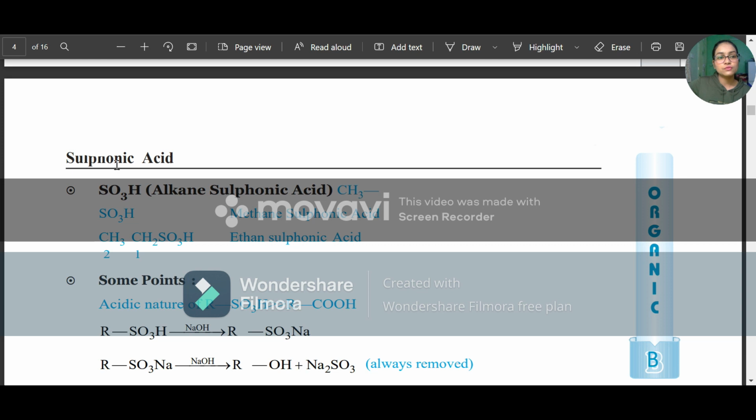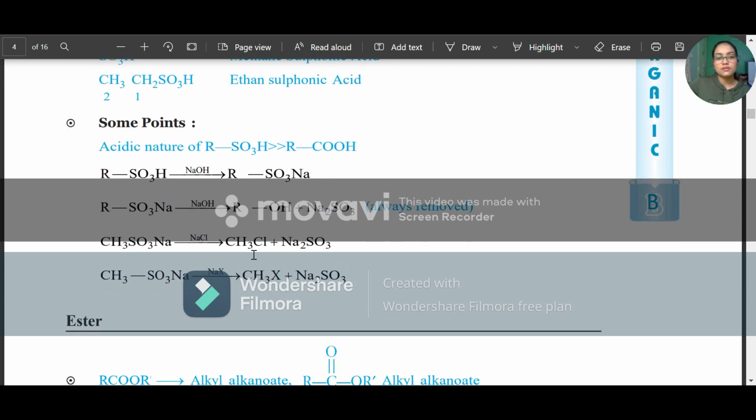Now next we move to sulfonic acid. SO3H is known as alkane sulfonic acid. Now when CH3 is there, this is known as methane sulfonic acid. When CH2 is there, it is known as ethane sulfonic acid. Now some points. Acidic nature: this one has more acidic nature than the carboxylic group.